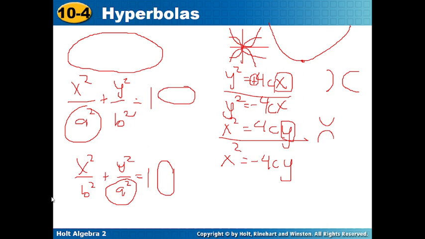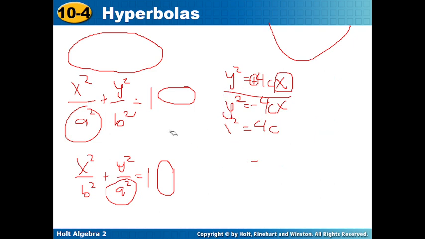Now, what are the similarities that hyperbolas share with the ellipse as well as the parabolas? Let's start with the parabolas. In a parabola, we could see that the graph forms a U shape, correct?